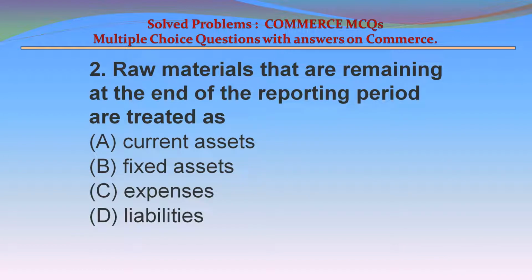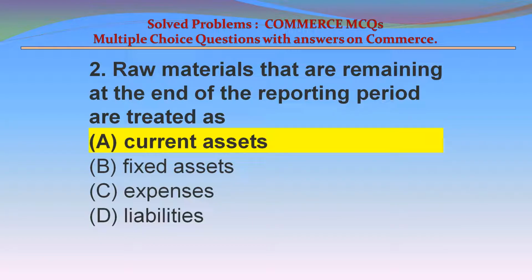2. Raw materials that are remaining at the end of the reporting period are treated as Option A. Current assets. Option B. Fixed assets. Option C. Expenses. Option D. Liabilities. Answer A. Current assets.